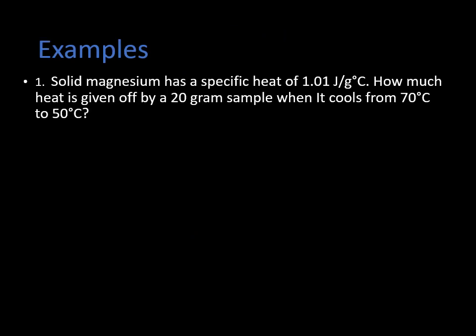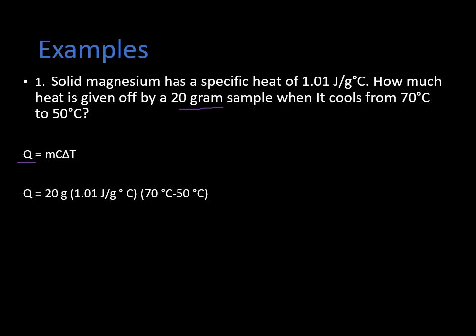So an example: solid magnesium has a specific heat of 1.01 joules per gram Celsius. How much heat is given off by a 20-gram sample when it cools from 70 to 50 degrees Celsius? So our equation, Q equals MC delta T, we are solving for Q. We're being asked to solve for energy. Any example you ever do with specific heat, just know it's an algebra example. You will be given 3 of the 4 variables and you just need to find the missing one. So in this case, we are just solving for Q.